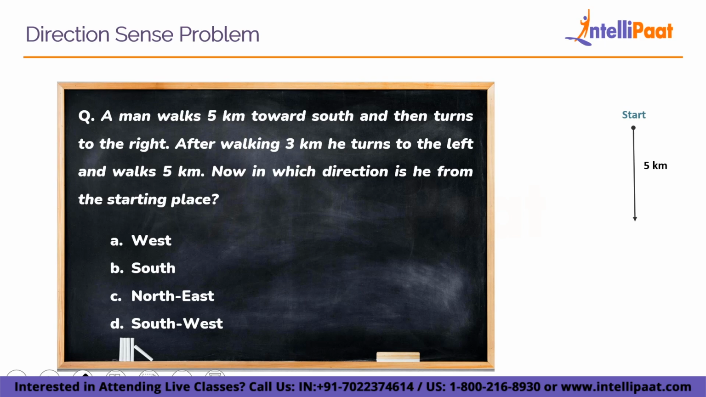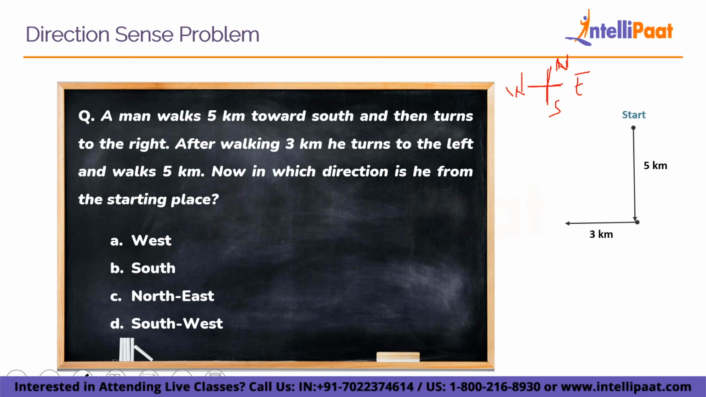So a man walks 5 kilometers towards south, right? So I am taking direction here. It is north, south, west and east. So according to this direction, we are going to solve this problem. So a man walks 5 kilometers towards south and then turns to the right. So the man is turning to west.